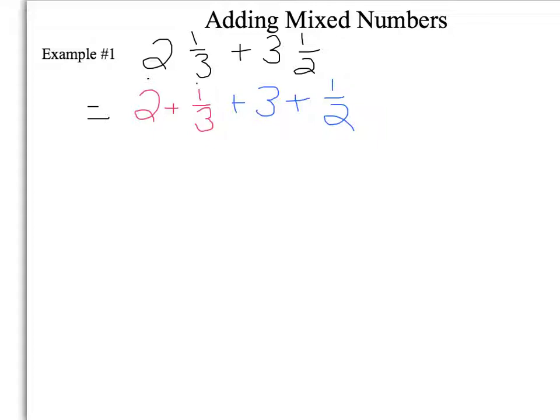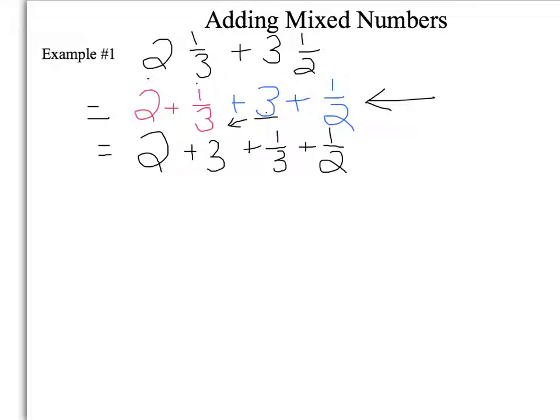Now if you remember the commutative property of addition, it means that we can rewrite this equation in a different order and still get the same answer. So that's what we're going to do. We're going to rearrange it so that we have the whole numbers at the beginning followed by the fractions. So I'm going to write 2 plus 3. So move this 3 over here. Plus 1/3 plus 1/2. The next part's pretty easy.